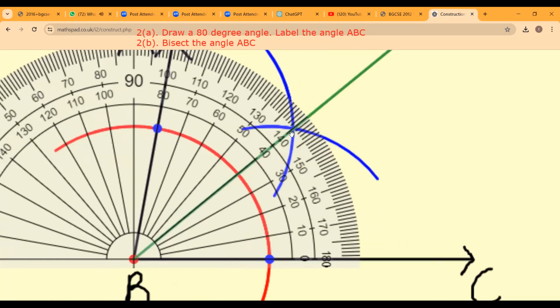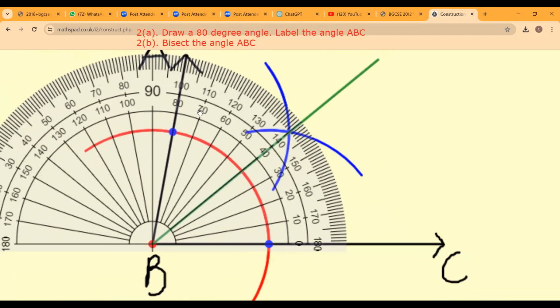So if you look carefully, you will see that from 0 to right where the green arc is, the green line is, that's 40 degrees. So from 0 to 40, that's 40 degrees, right? And then from 40 to 80, that's another 40, all right?